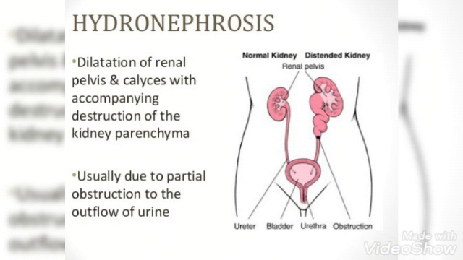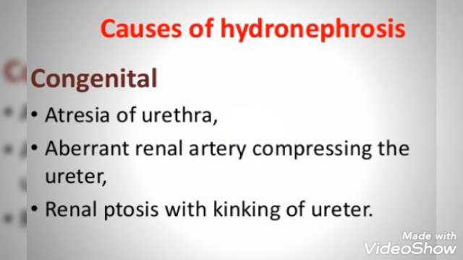Today I would like to speak on hydronephrosis. Hydronephrosis is an aseptic dilatation of renal pelvis and calyx with accompanying destruction of the kidney parenchyma. It usually occurs due to partial or complete obstruction to the outflow of urine. Causes of hydronephrosis could be congenital or acquired.